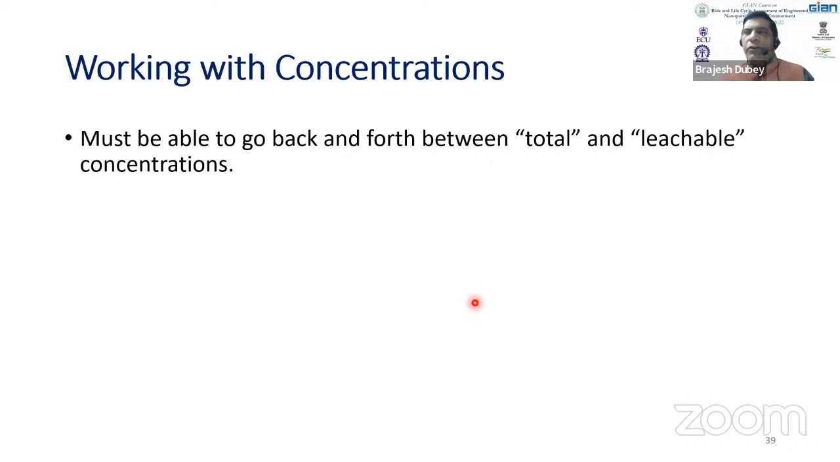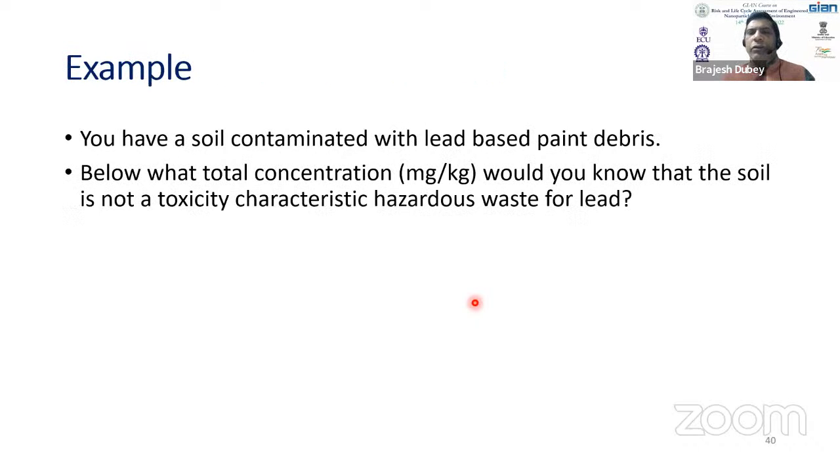You can also look at total versus leachable. For example, if you have a soil contaminated with lead-based paint debris and you want to find out whether this will be a hazardous waste or not, we do hazardous waste testing using what is known as TCLP, and that is used for hazardous waste analysis.